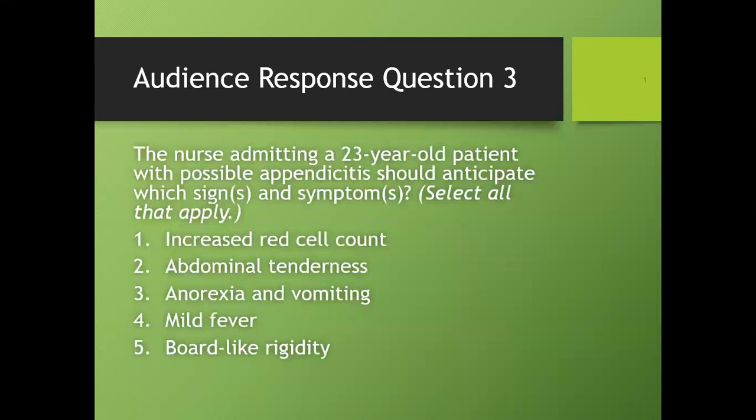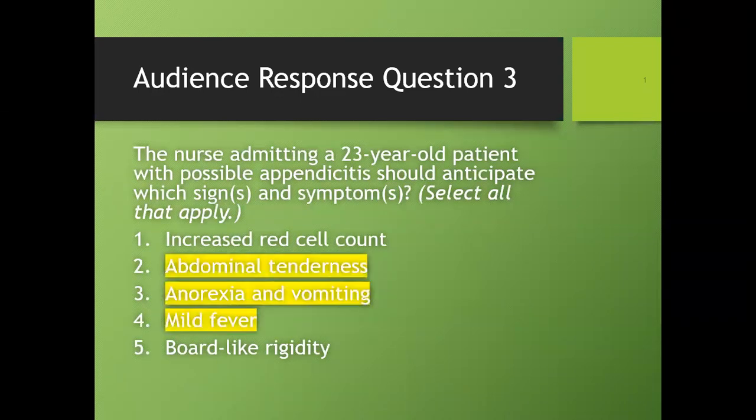Third audience response question. The nurse admitting a 23-year-old patient with possible appendicitis should anticipate which signs and symptoms? An increased red blood cell count, abdominal tenderness, anorexia and vomiting, mild fever, or a board-like rigidity. Give me a second to compose your answer.